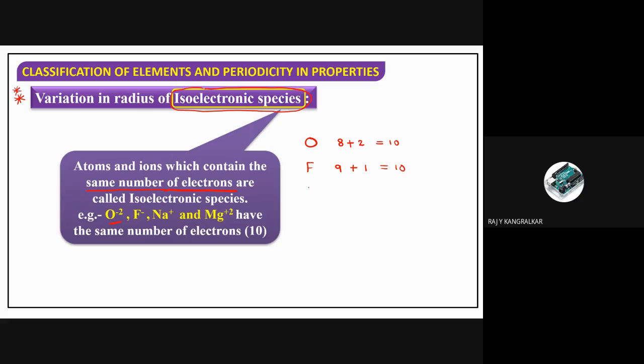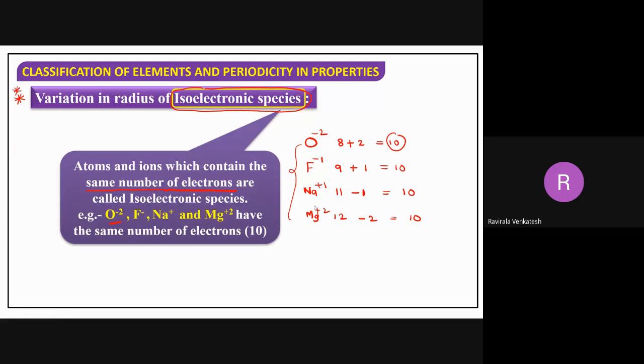10 only. In Na plus, atomic number will be what? 11. Now in this case, plus means you have to remove an electron. So that's right, 1 electron. So you got here what? 10 only. Finally, magnesium also, 12 atomic number. Remove the 2 electrons. Now all these species, oxygen minus 2, fluorine minus 1, sodium plus 1, magnesium plus 2, are all having the same number of electrons. Now these species are called isoelectronic species.